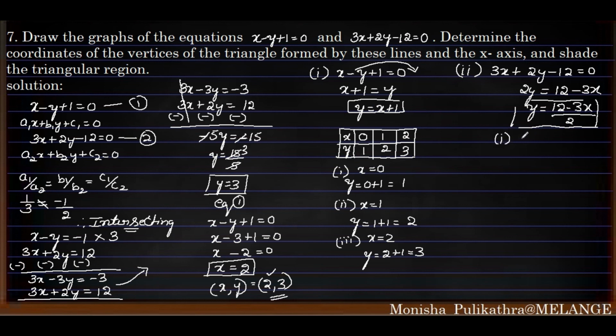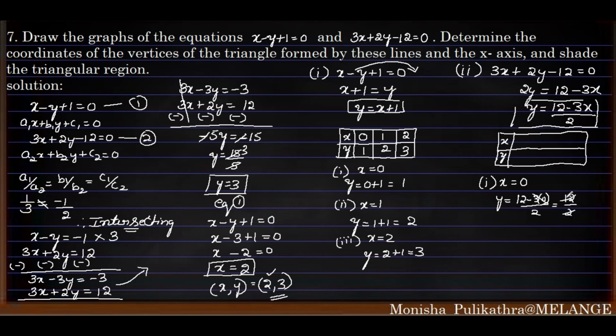So the first point will be, okay, we need to write a box for point representation. So x, y. The first point, I will be substituting x is equal to 0. So y will become (12 minus 3 into 0) divided by 2. So 3 into 0 is 0. So remaining is 12 by 2, 2 sixes are 12. So when x is equal to 0, y will be 6.